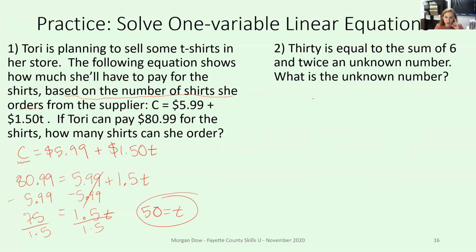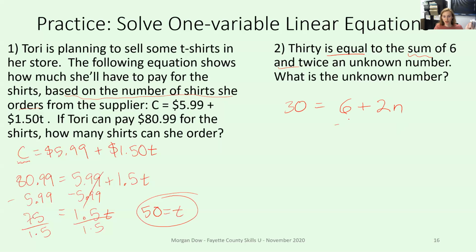All right, number 2, 30 is equal to the sum of 6 and twice an unknown number. What is the unknown number? So first thing I'm going to do is translate that first sentence into an equation. 30 is equal to the sum, which means addition, right? Sum means adding. So what are the two things we're adding? Well, we're adding 6 and twice an unknown number, so 2 times an unknown number. And there's our equation. And now we can solve it.